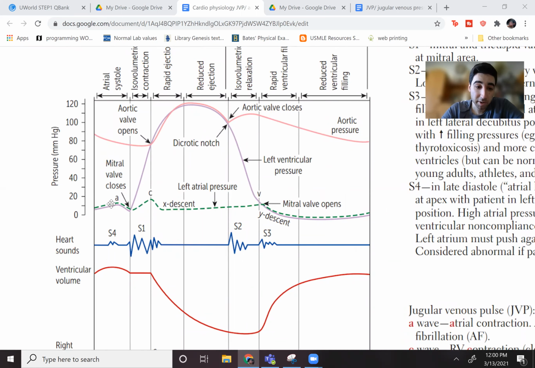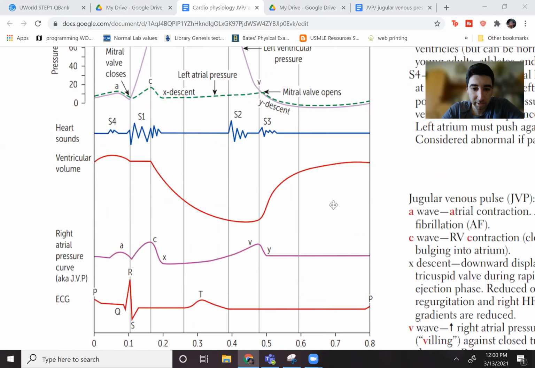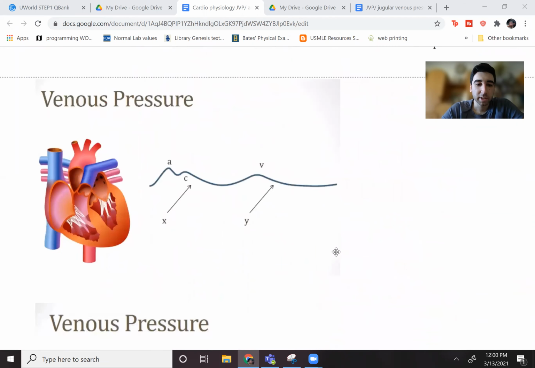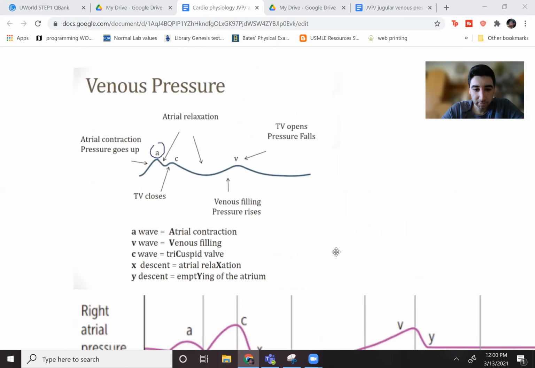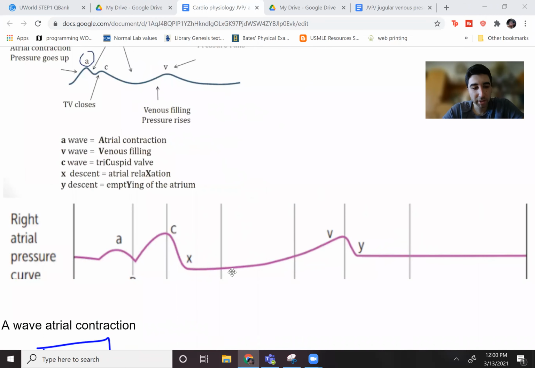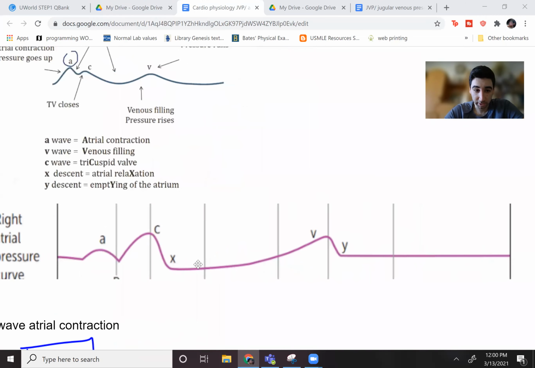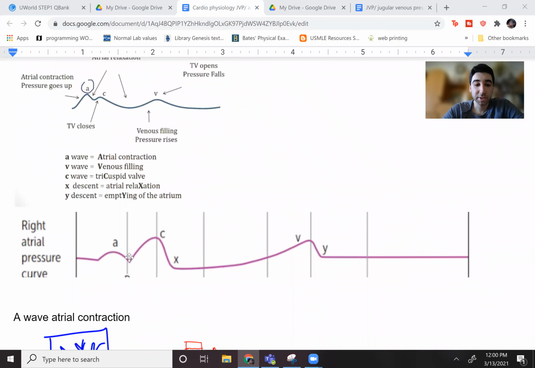And if you notice at the bottom here, this is the left atrial curve, which almost exactly mimics the right atrial curve. So let's break this down. If you look at the right atrial pressure curve over here, you're going to notice there are 3 bumps and 2 descents, or 3 waves and 2 descents.